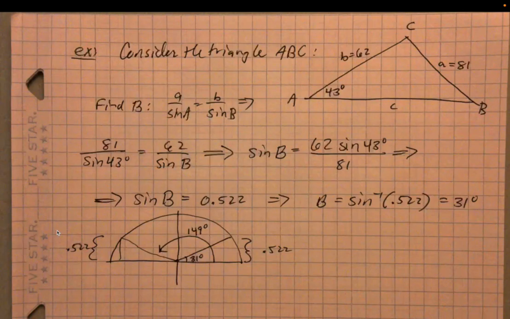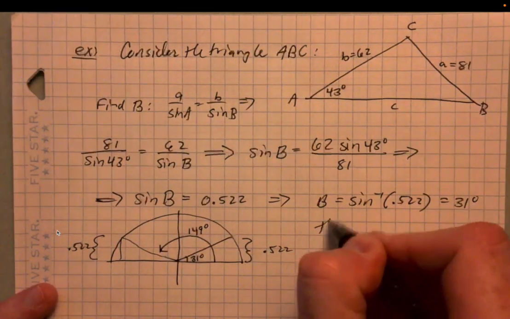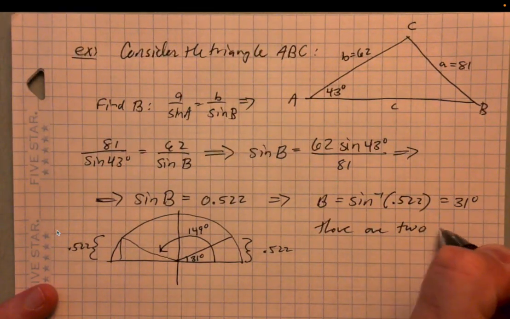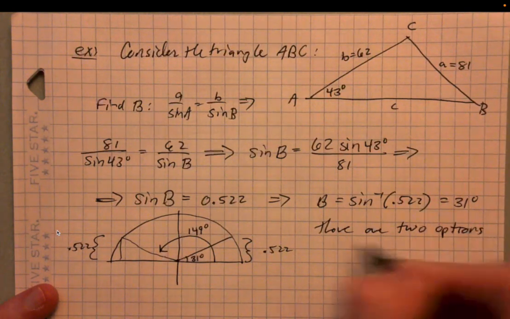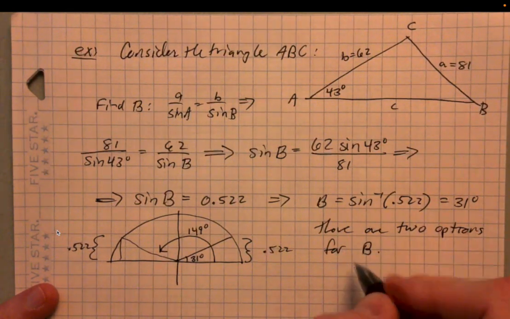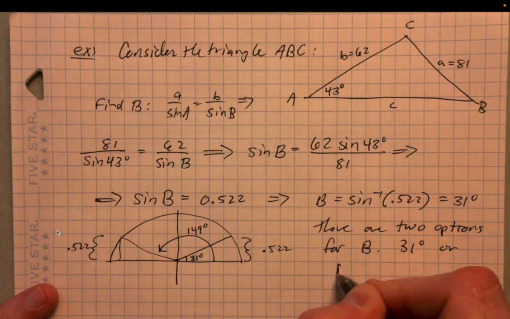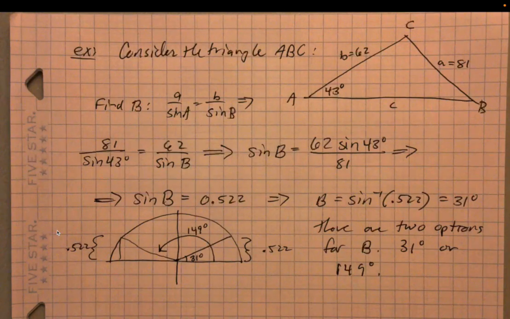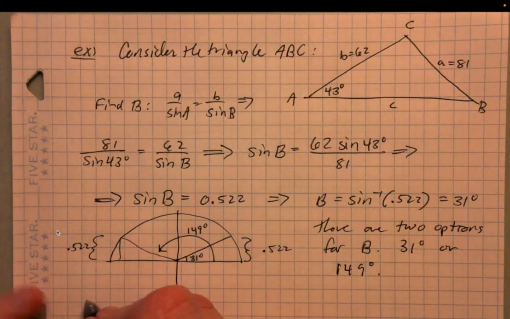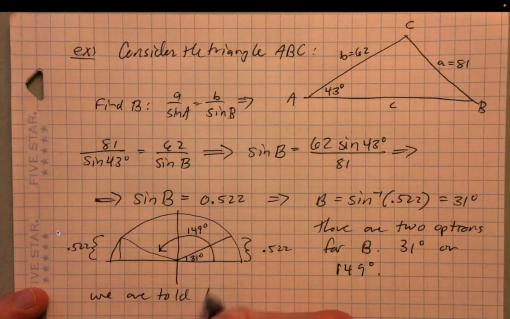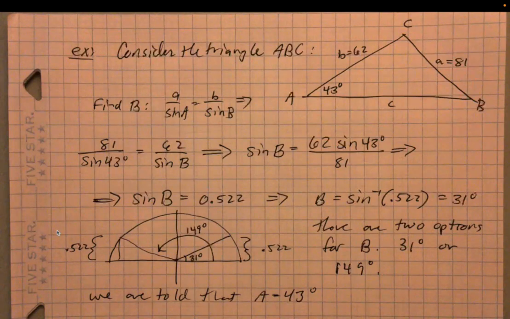So there are two options for B. It could be 31 degrees or 149 degrees. Okay. So the nice thing about this one, though, is that we're given the angle A is equal to 43. We're told that A is equal to 43 degrees.